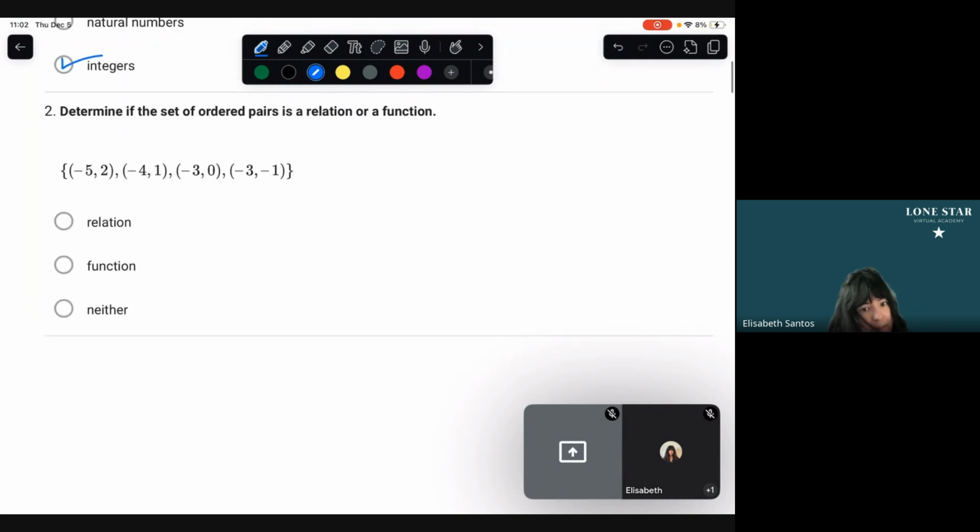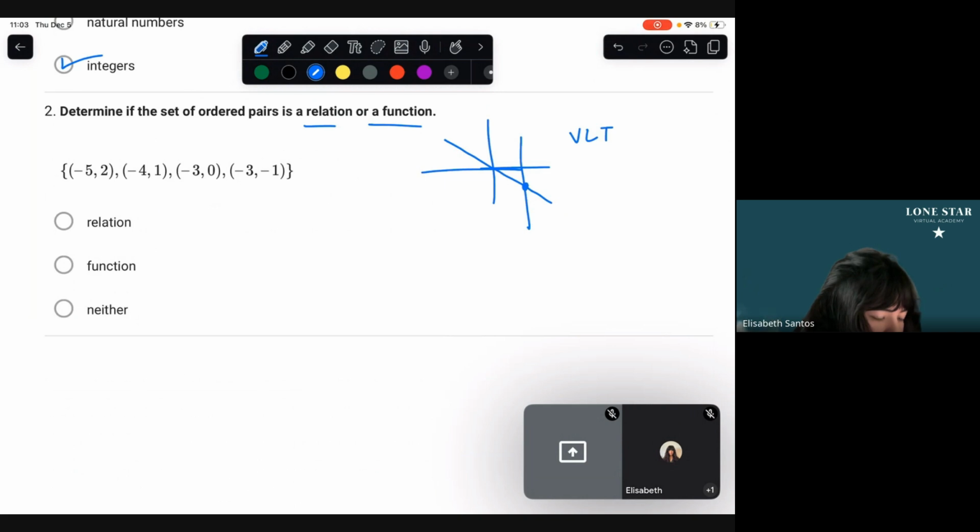All right, so number 2. Here, determine if the set of ordered pairs is a relation or a function. So if you look at a regular graph and you have a line, how do I know if it's a function? You would do the vertical line test, right? And we notice it only hit the graph once.